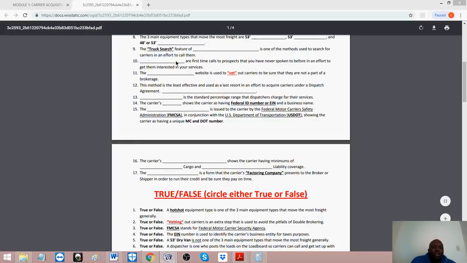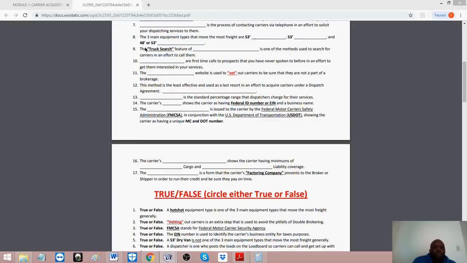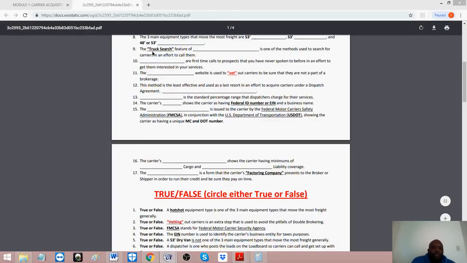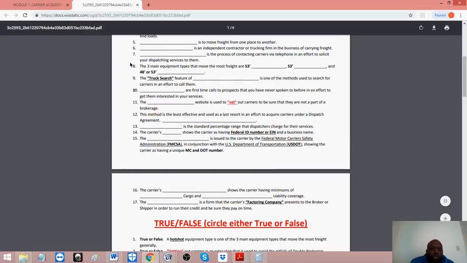Number 10, blank are first-time calls to prospects that you have never spoken to before in an effort to get them interested in your services. That was an answer before, but it's the same thing. So when you call a person for the first time, what are you doing? It's the same answer as number 7.